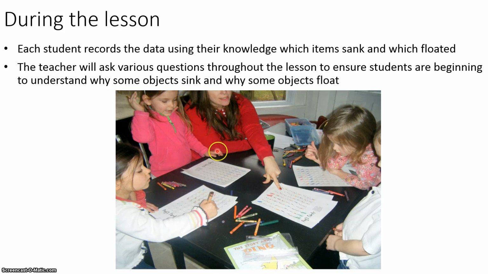During the lesson, each student records the data using their knowledge of which item sank and which item floated. The teacher will ask various questions throughout the lesson to ensure the students are beginning to understand why some objects sink and why some objects float. This is how they are doing it. They can do it side by side, or they can do it at the end of the activity. They can use crayons, markers, or anything. They can just place the objects by drawing a line in between, putting the objects that sink on one side and the objects that float on the other side.